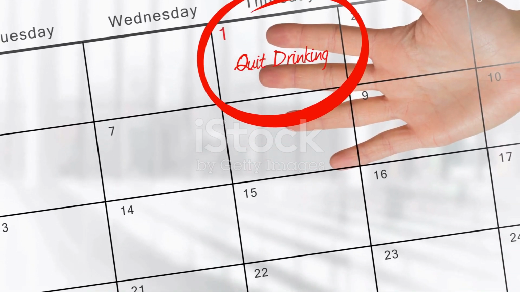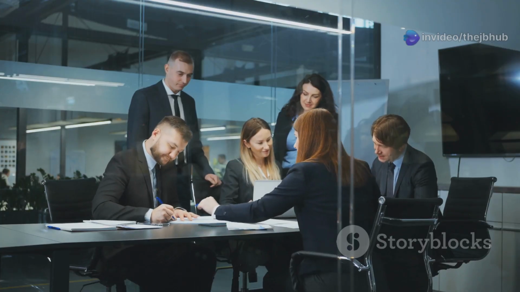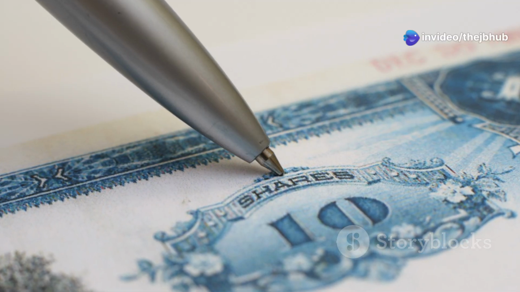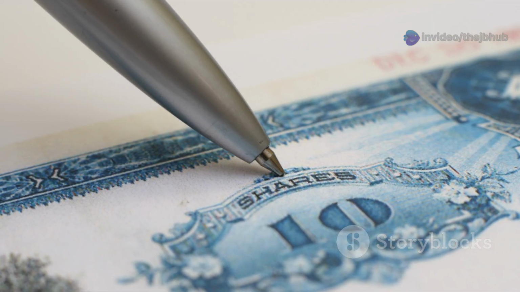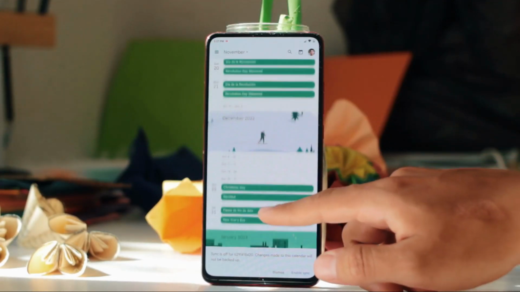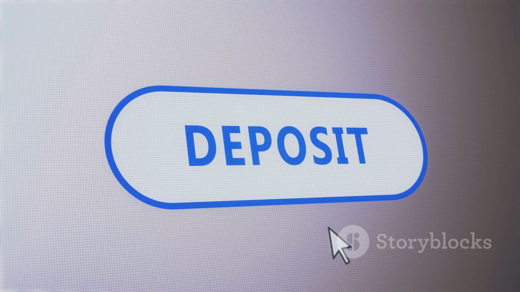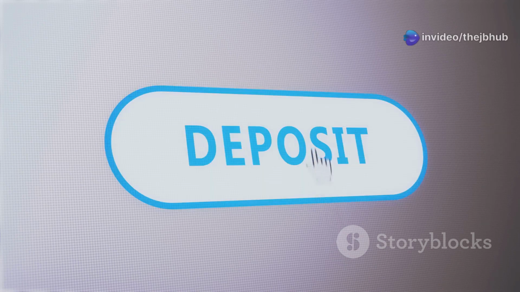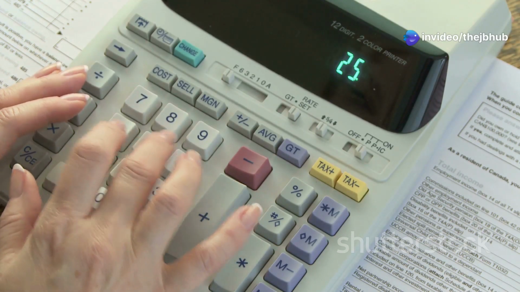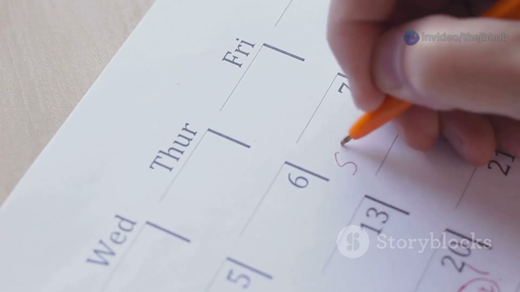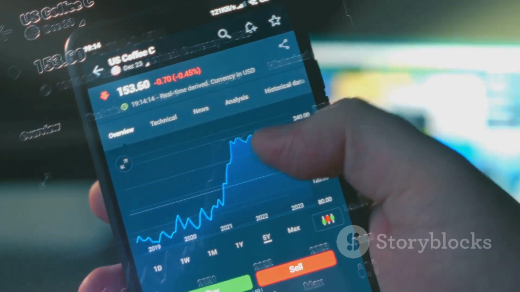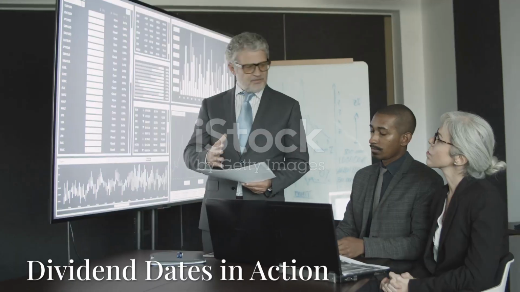First up, the declaration date. That's the date when the dividend is officially authorized. So, if a company's board declares a 10-cent dividend, stockholders as of a certain date will get 10 cents for each share they own. Next, we have the payment date. This is when the declared dividend is actually paid out. Dividends are usually paid quarterly, and they're taxable in the year you receive them. Finally, there's the record date. That's the date when you must officially own the stock to be entitled to receive the dividend.